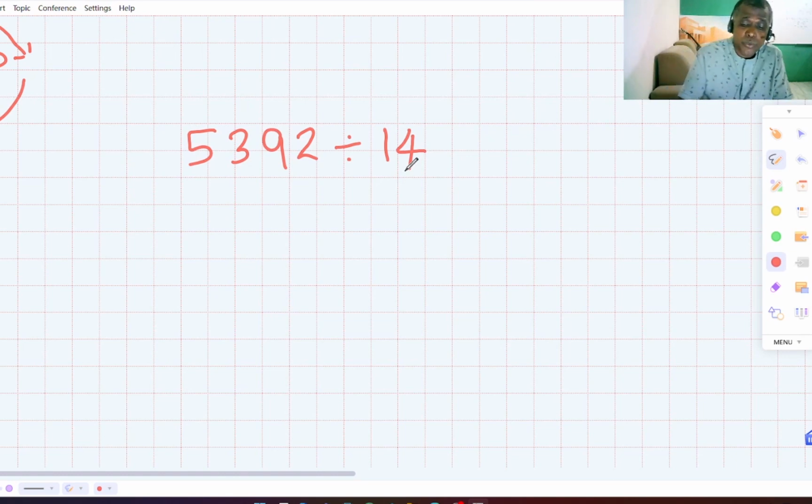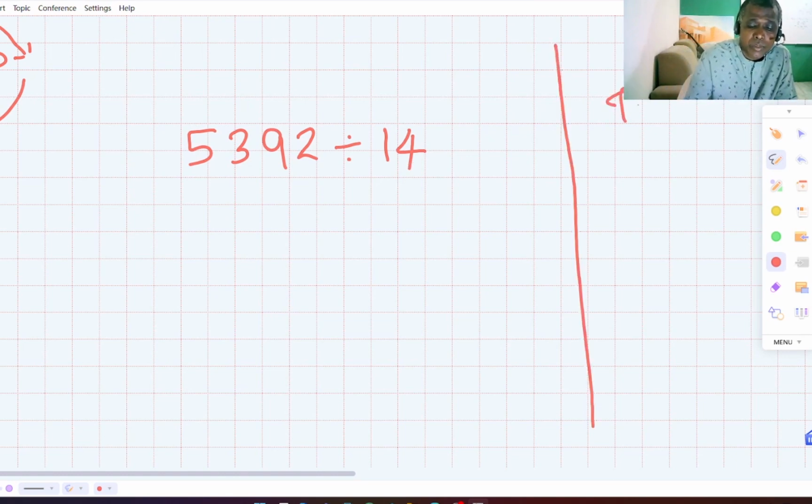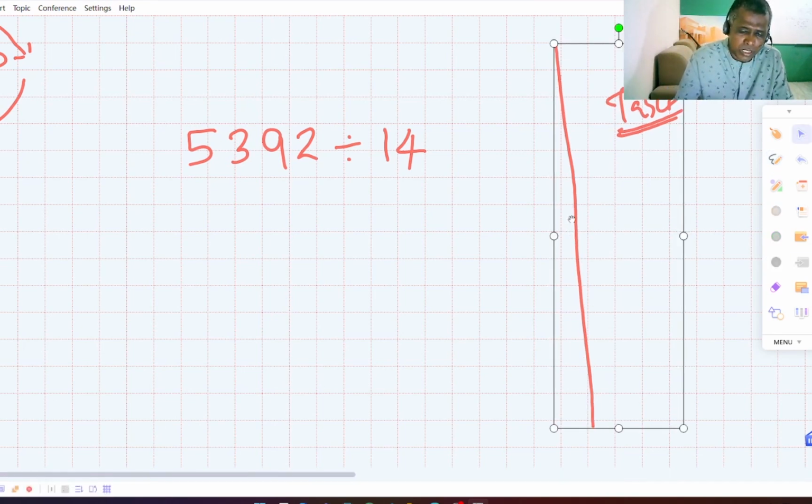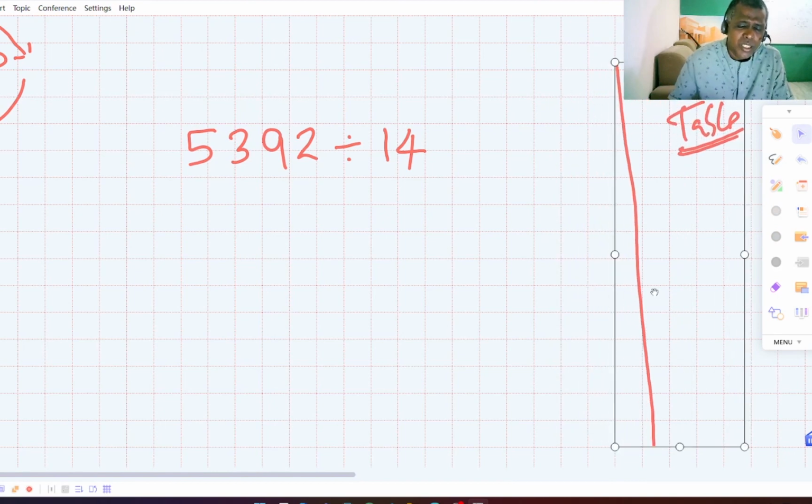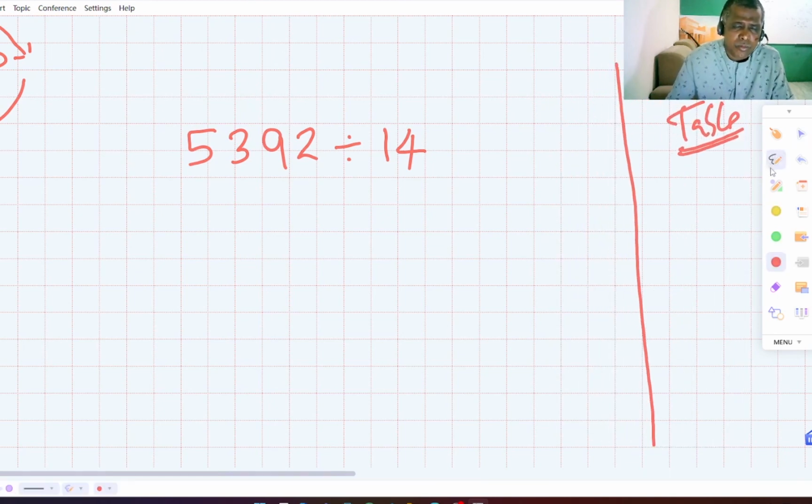That means you can make the 14 table, 14 times. It takes time. Times tables are also good. I am not saying that's a bad method. It's a good method, but it takes time. So we can use some other method.